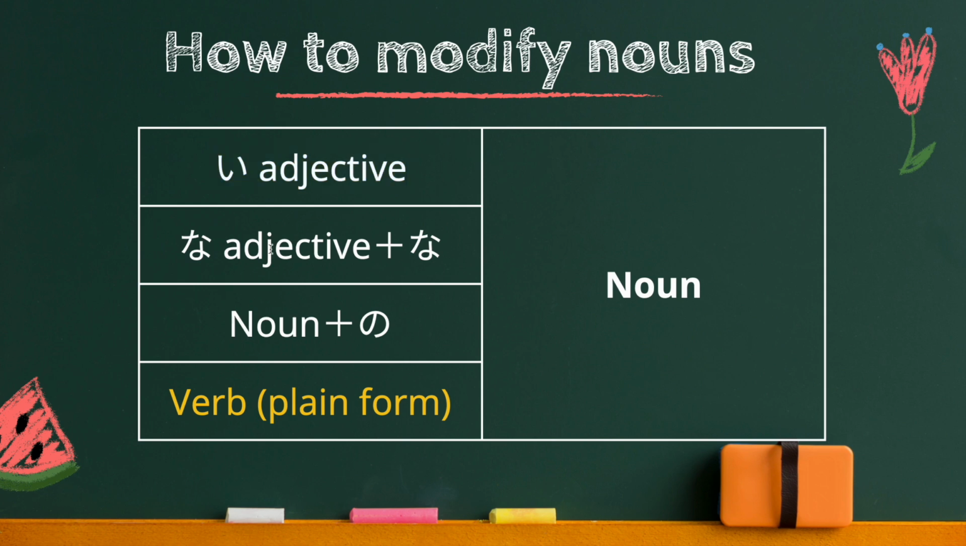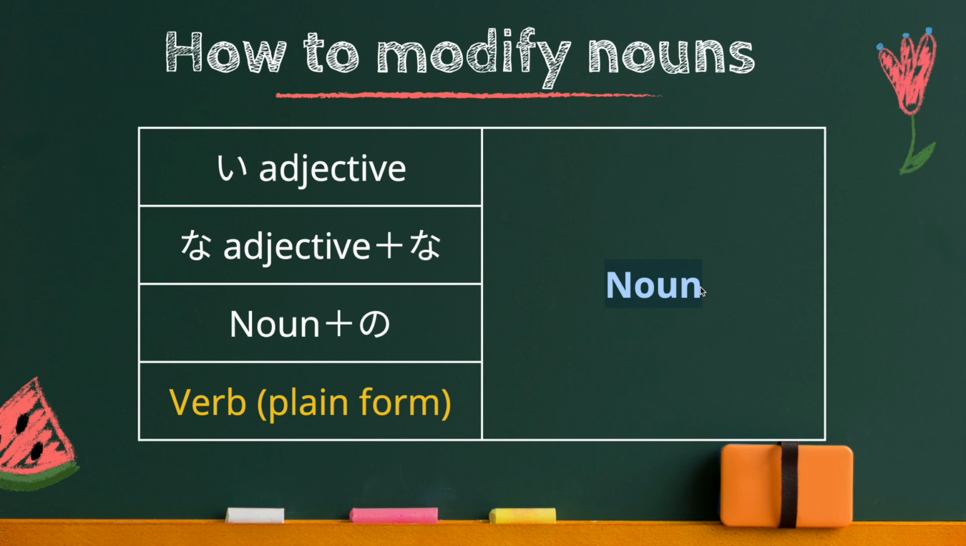But if you use a na-adjective, you need to have na before the noun. For example, a quiet park is 静かな公園。Quiet is 静か and this is a na-adjective. But if you modify a noun, in this case park, you need to have this na before the noun park.